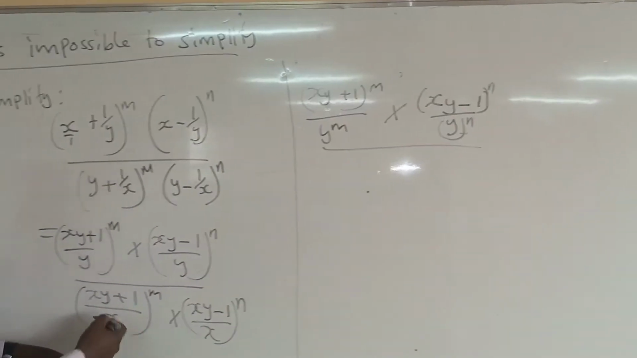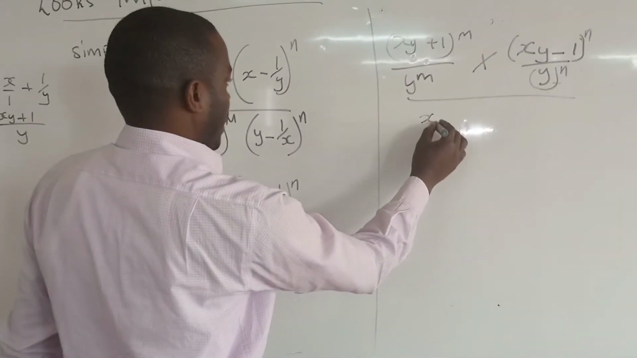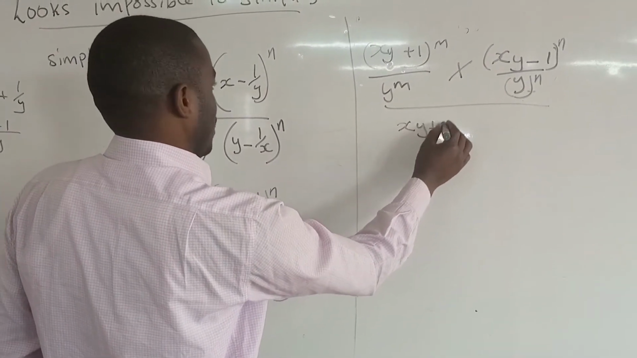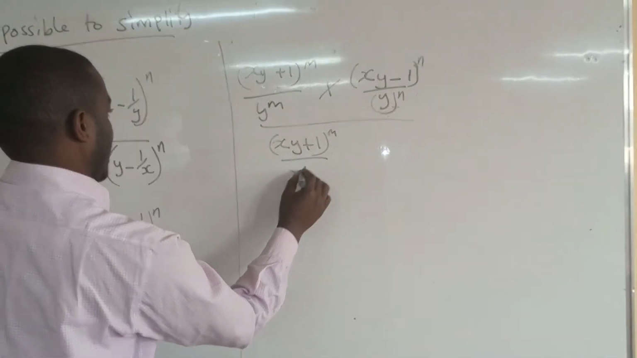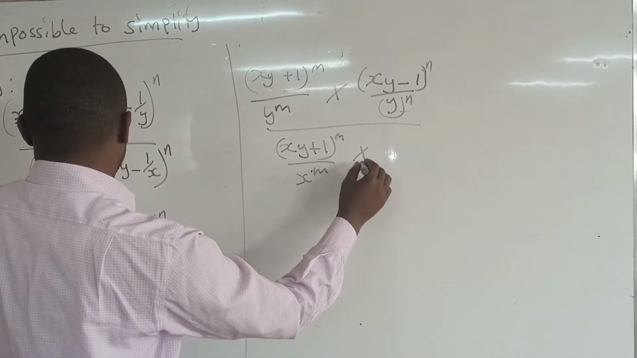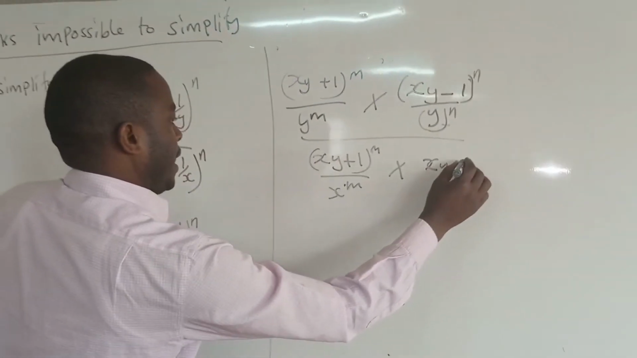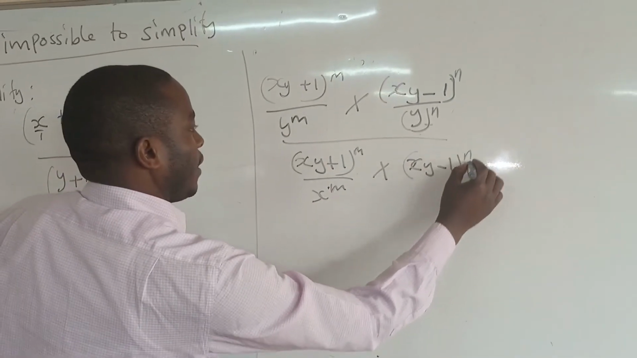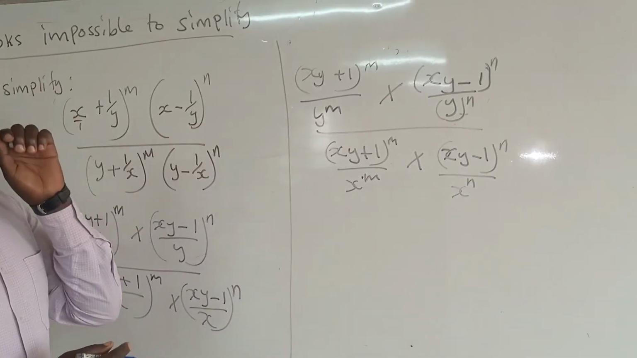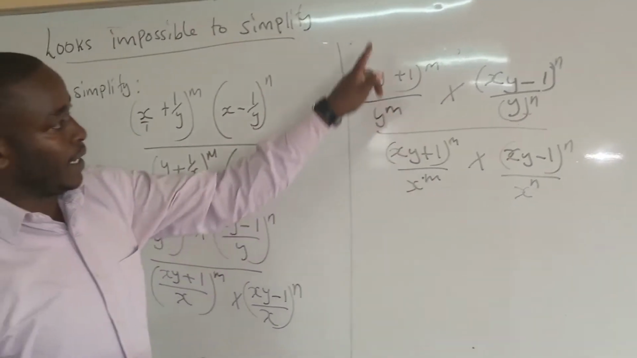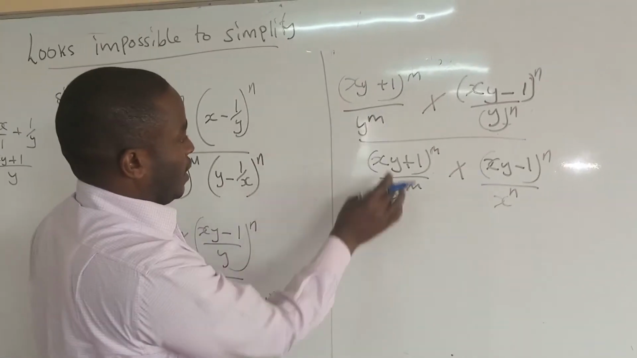All over, we do the same thing with the numerator. If we do the same thing with the numerator, it will be now xy plus 1 power of m all over x power of m, then times this becomes xy minus 1 power of n all over x power n. Now what we do, we see the like terms, those with same powers, we divide by this.